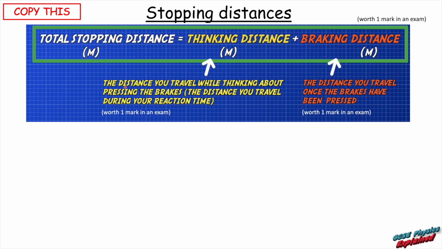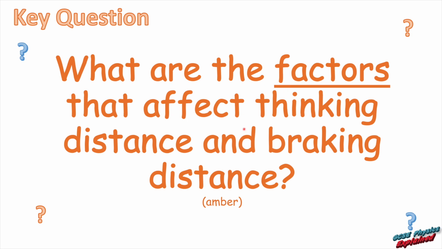Well, it's simply the distance you travel while thinking about pressing the brakes, if something suddenly got in the way of the car and you had to suddenly brake. Another way of saying it is it's the distance you travel during your reaction time. And for 1 mark in an exam, the braking distance is the distance you travel once the brakes have been pressed. What are the factors that affect thinking distance and braking distance?